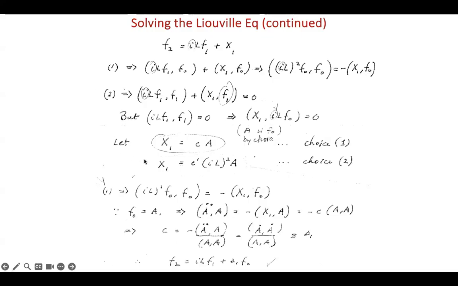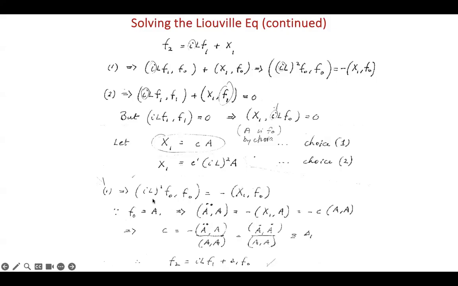If you work it out slowly, you will see that F2 F0 equal to 0 and F2 F1 equal to 0 imply there are strict conditions on X1. And that strict condition is that X1 must be some constant times A, or X1 must be some other constant times IL square on A. Both work.